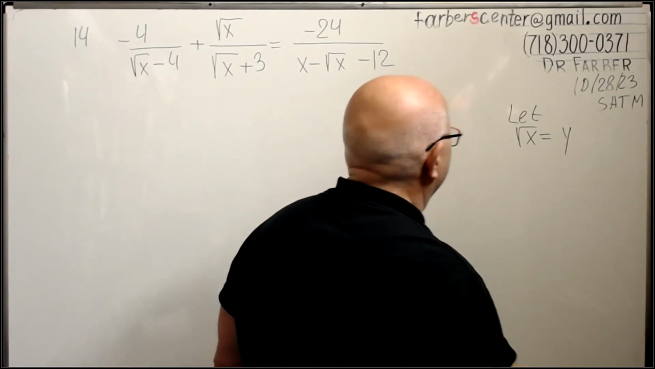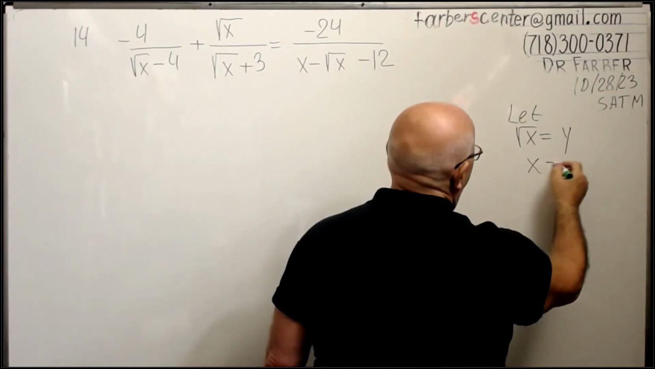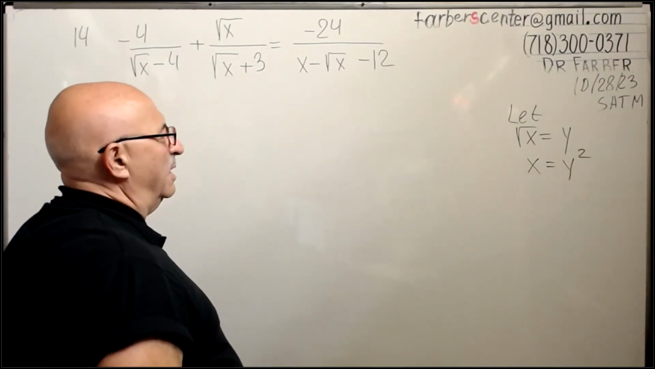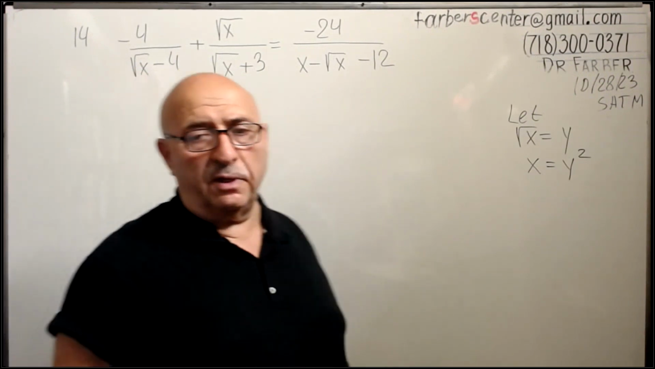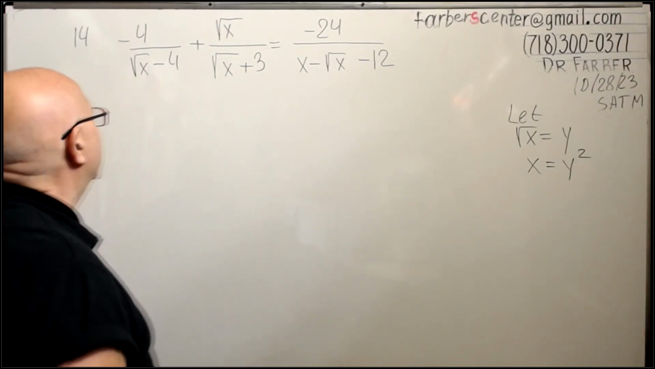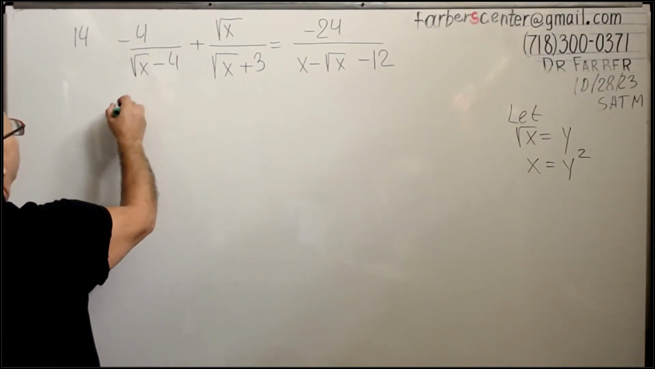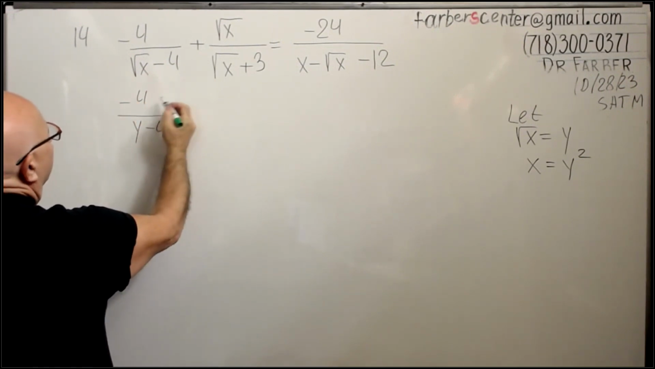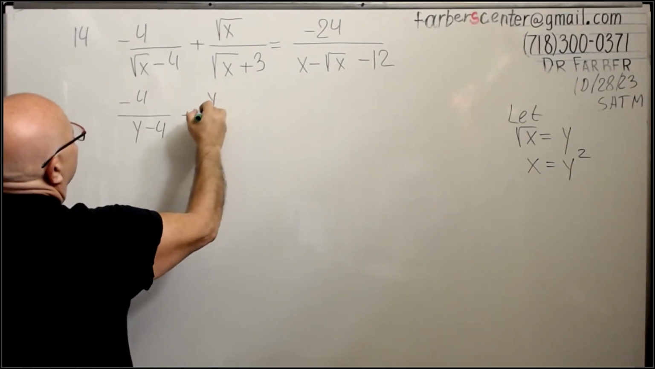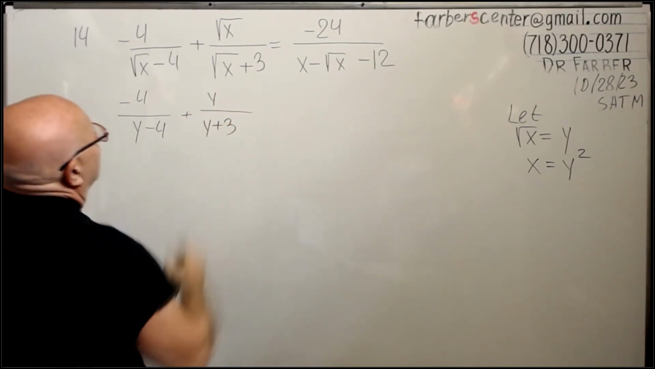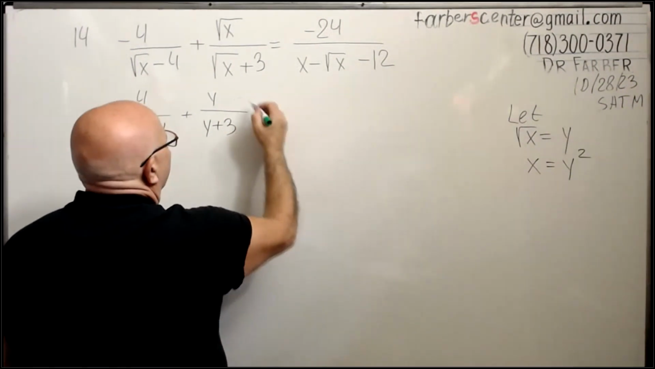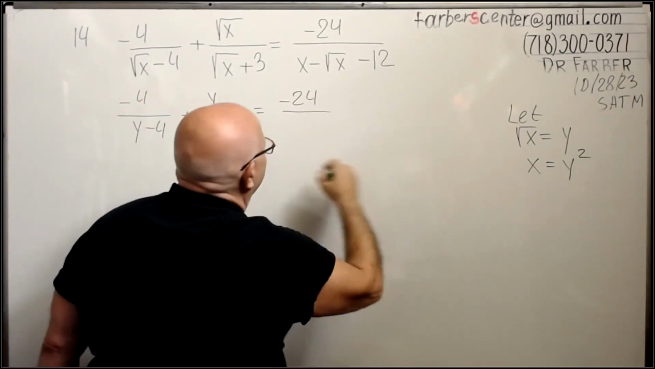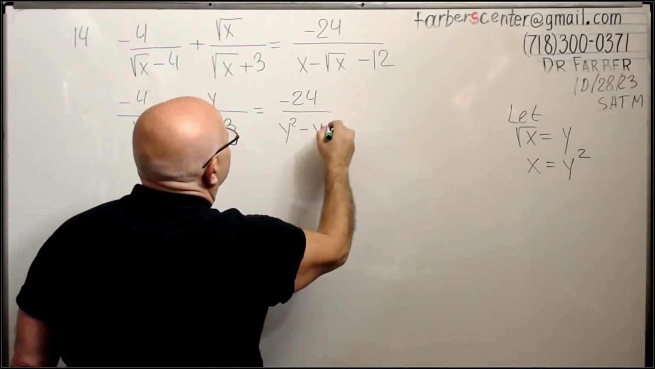If you put both parts to the second power, you get x equals y to the second. I get rid in this case of radicals, and after that, in the end, I made some adjustments. So good, let me overwrite this. It would be -4 over y minus 4, plus y divided by y plus 3, equals -24 over y squared minus y minus 12.